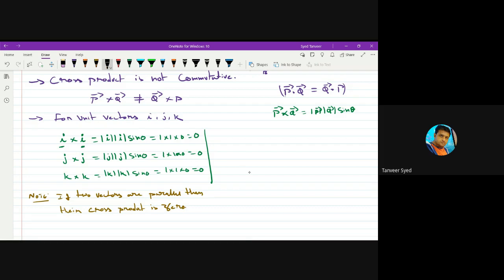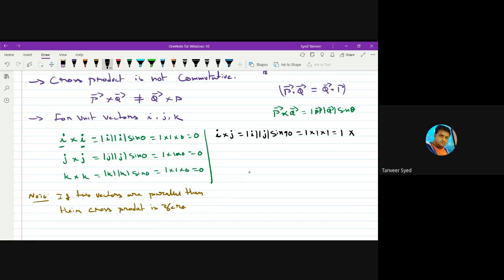Next, I will do I cross J. Again from the formula, magnitude of I, magnitude of J, sine of angle between I and J. How much is that angle? 90 degrees. I and J are perpendicular. Magnitude of I is 1, magnitude of J is 1, sine 90 is 1. So what is the answer? 1. Wrong answer.